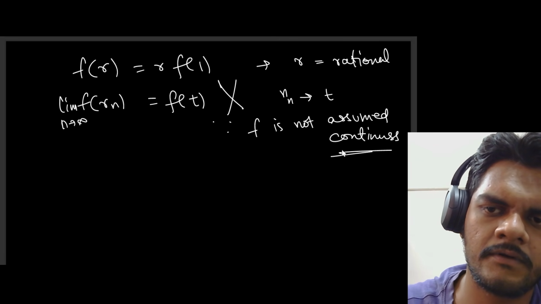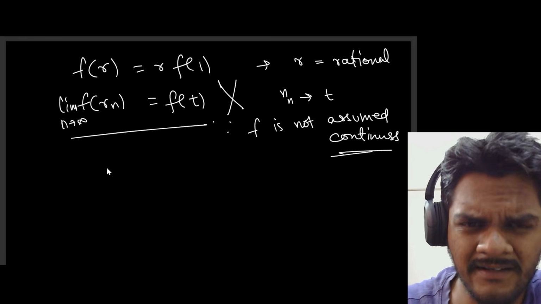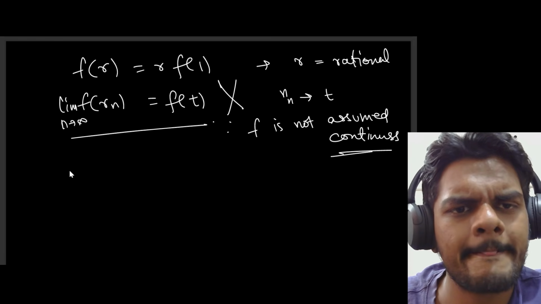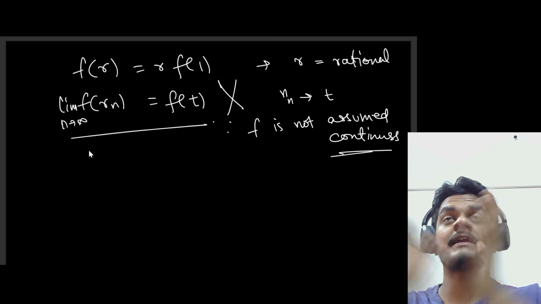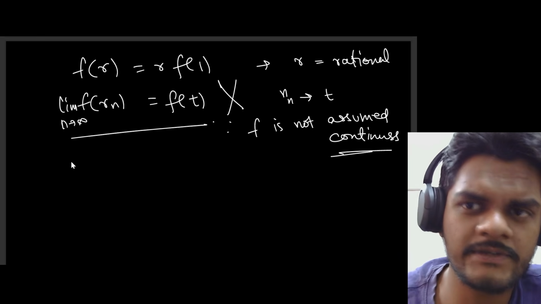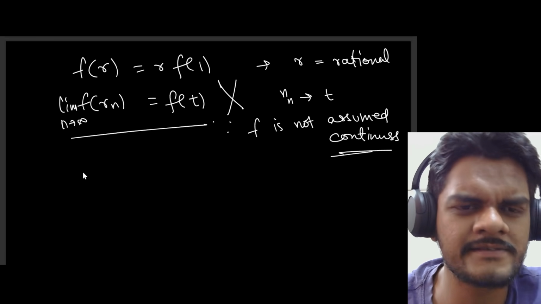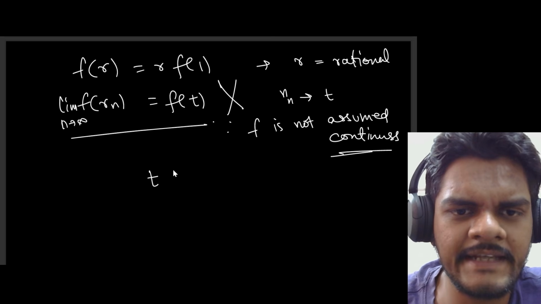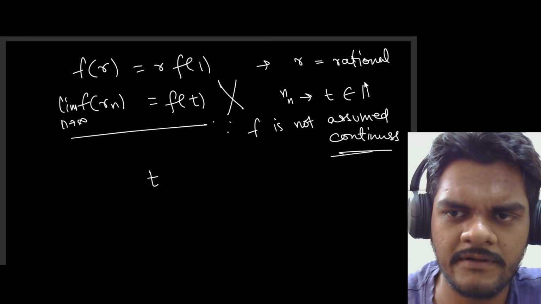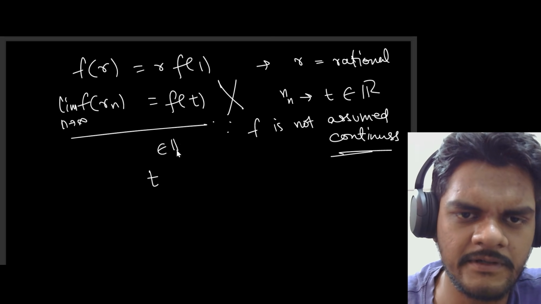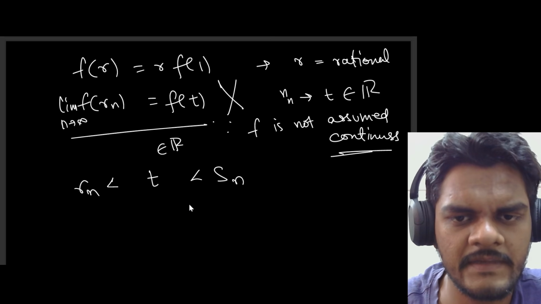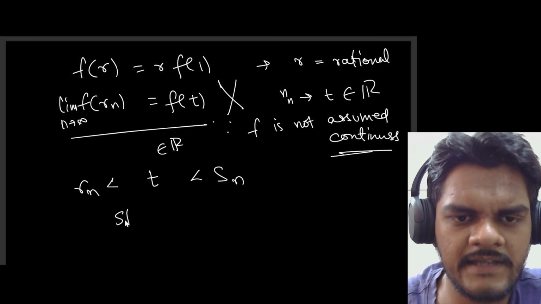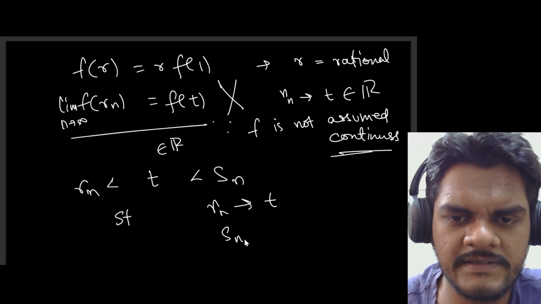All right. So we don't assume that. So what can we do? If you look at it, maybe I can use the squeeze theorem or sandwich theorem. So for t belonging to the real numbers, I can find an Rn and Sn such that Rn goes to t and so does Sn go to t.